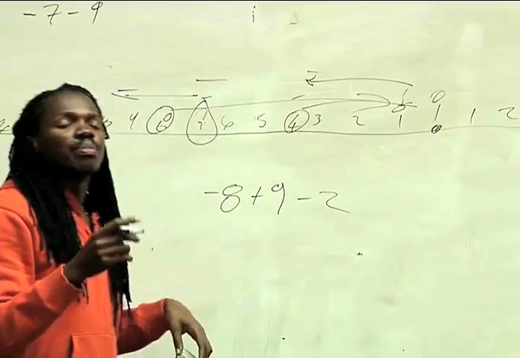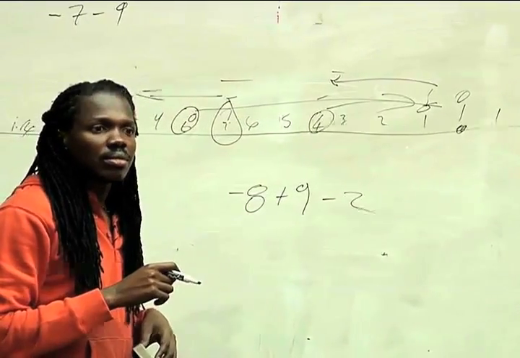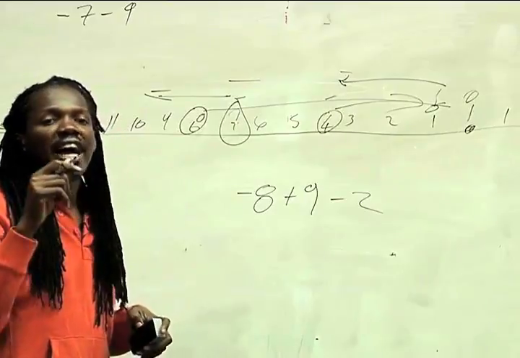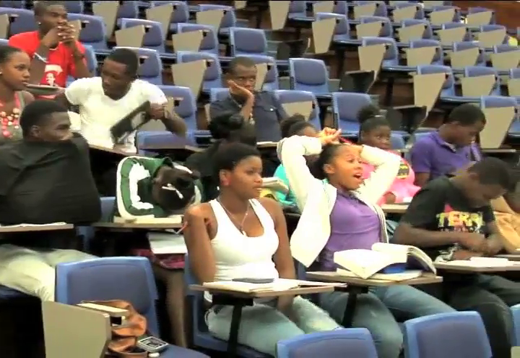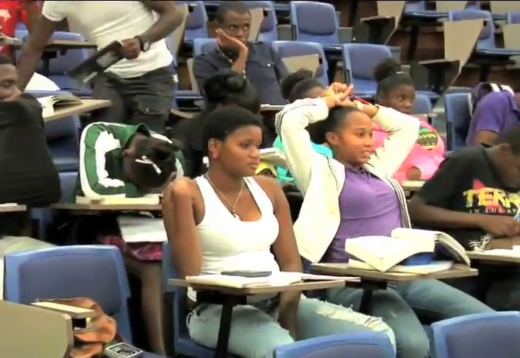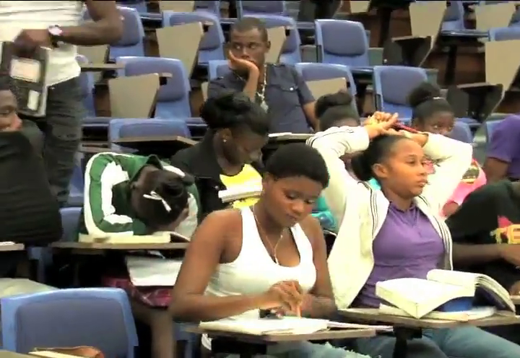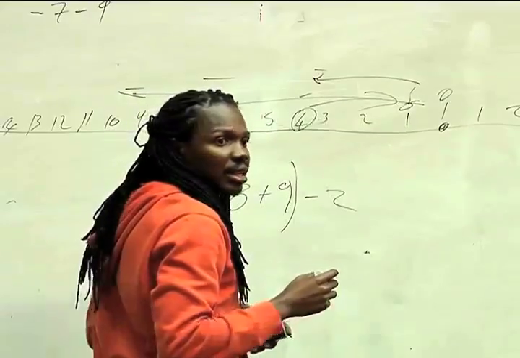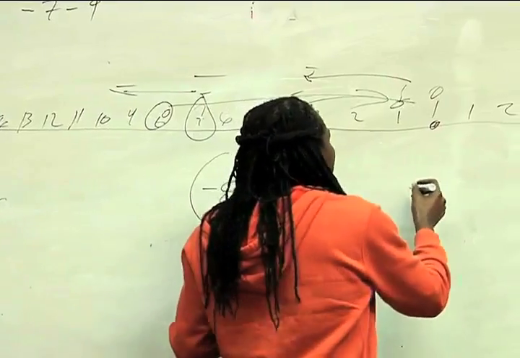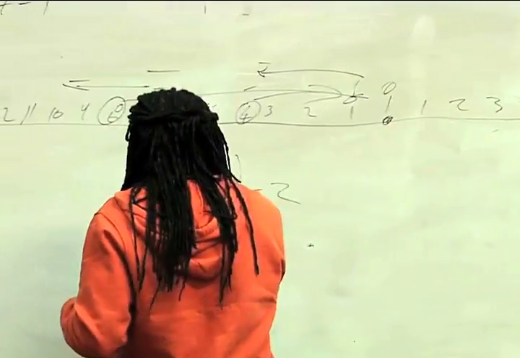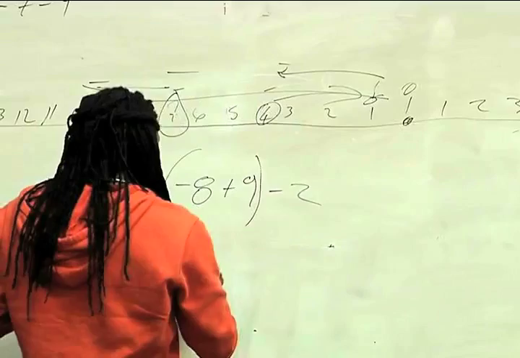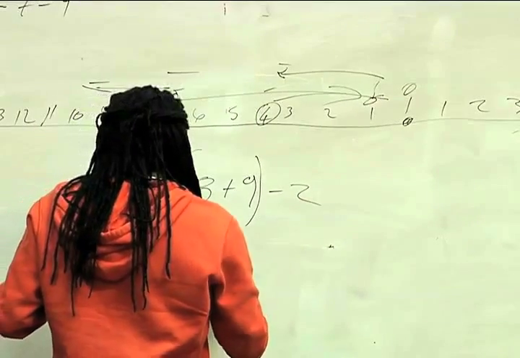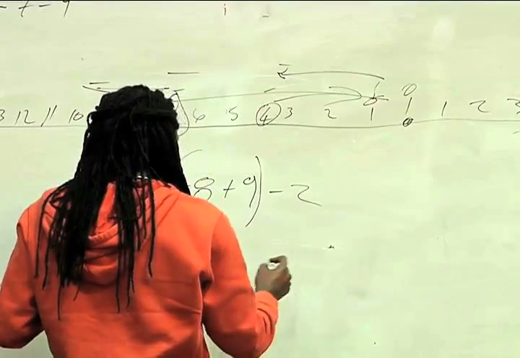What am I teaching about BODMAS? You have to work the add first. So I'm going to work that part first. So I'm going to say minus 8 plus 9 is 1. So minus 8 plus 9 is actually equal to 9 plus minus 8. And that we just showed a while ago.